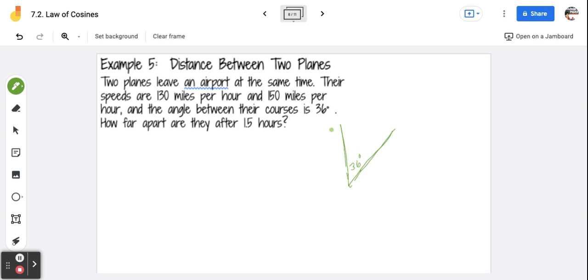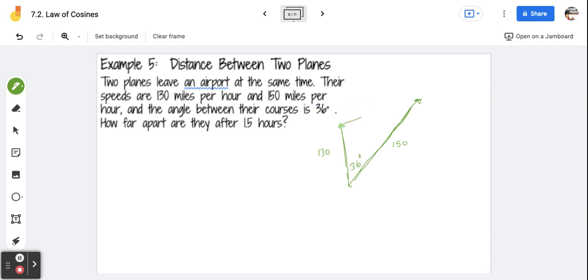36 degrees. Now one's going faster than the other, so it's going to cover more ground, or more air, I should say, than the other one. So we'll say this one is traveling 130 miles per hour, and this one is traveling 150 miles per hour. So the question is, how far apart are they after an hour and a half?